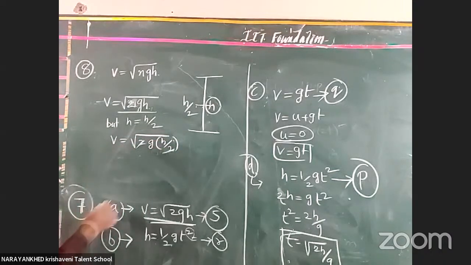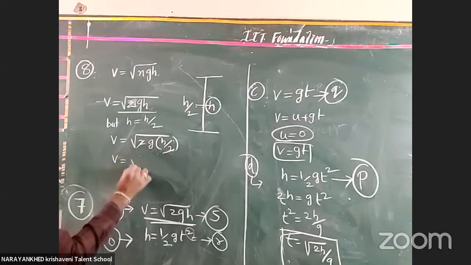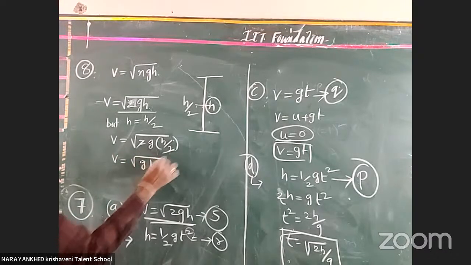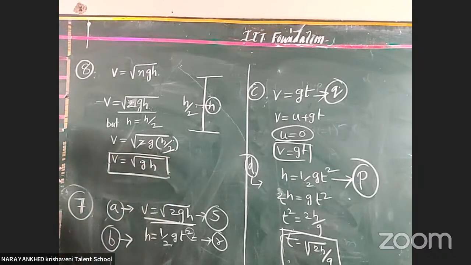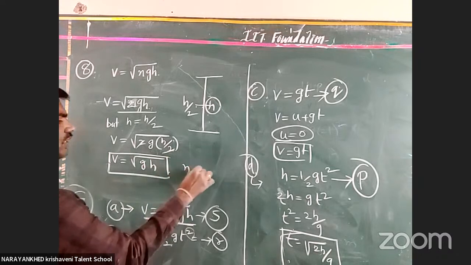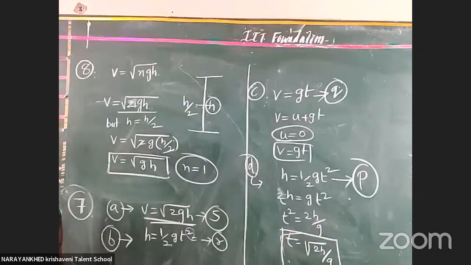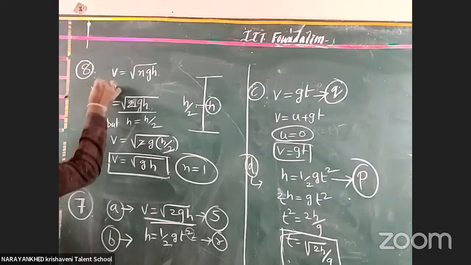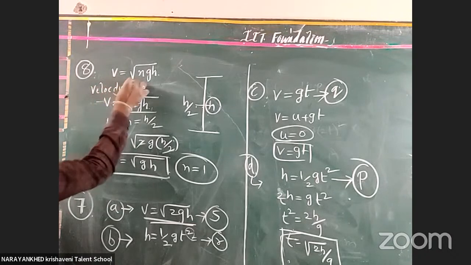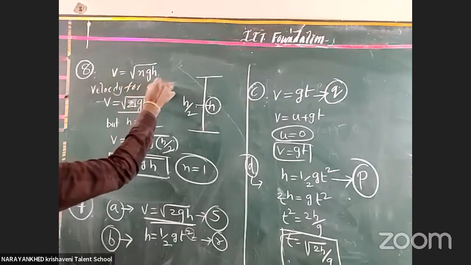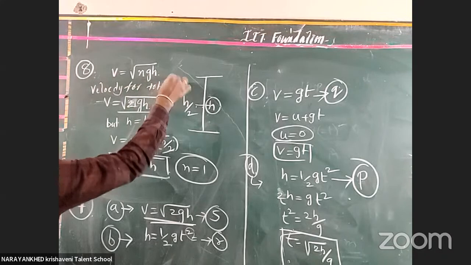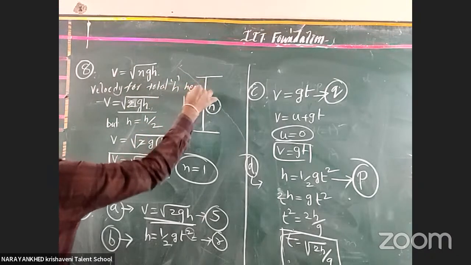Now the two cancel each other, and V is equal to under root GH. So what is N here? 1 only. The answer is N is equal to 1. Why? The reason is this one. Now the velocity per total height H.